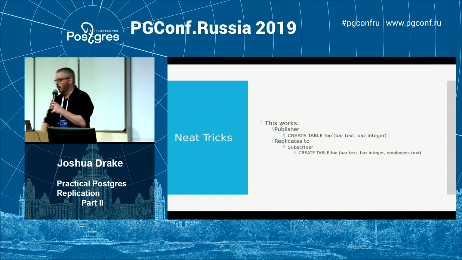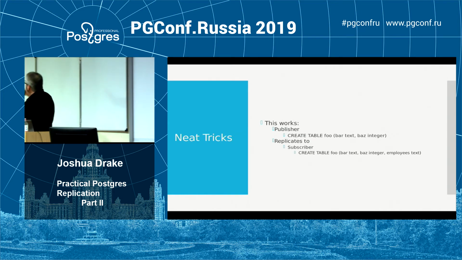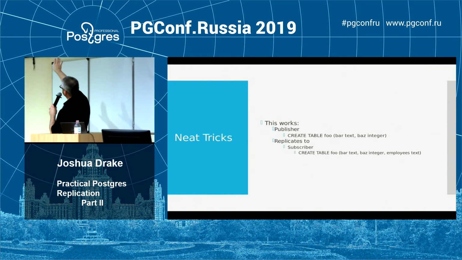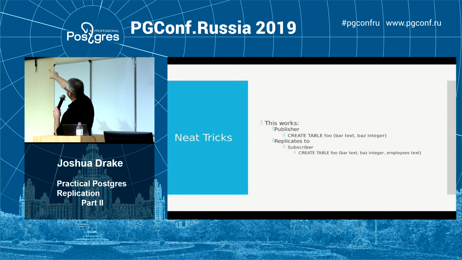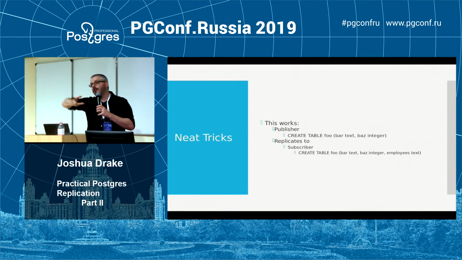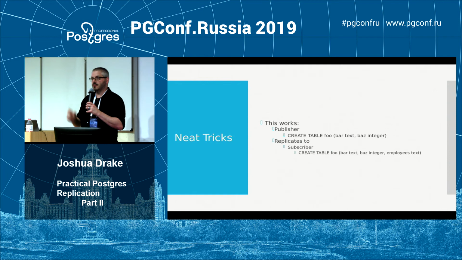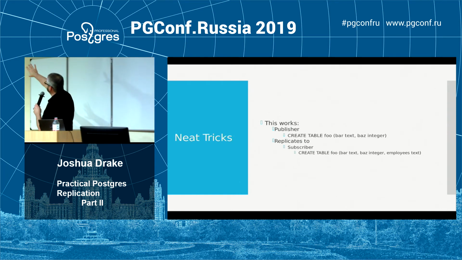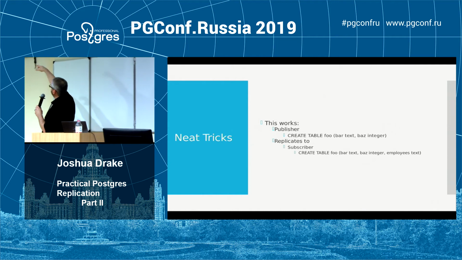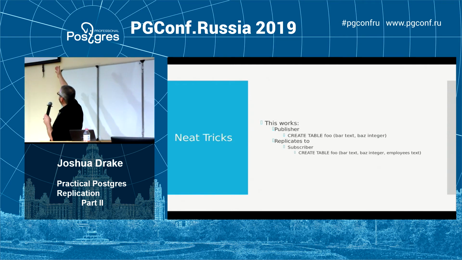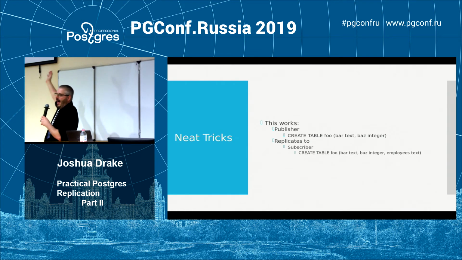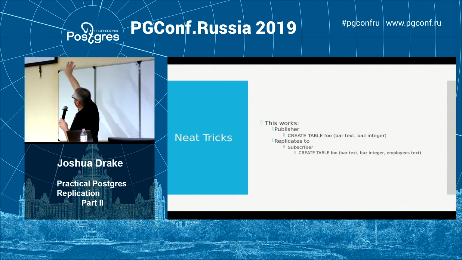Some neat tricks. This works. I believe someone asked me about this earlier. Create table foo, bar text, baz integer, replicates to subscriber, create table foo, bar baz employees. That'll work. The other way won't. You cannot invert that, but you can do it this way, which would be great because then you can update employees on table foo on the subscriber based on bar or baz, and it has nothing to do with what the publisher is doing. The publisher only needs to have the data that it needs.